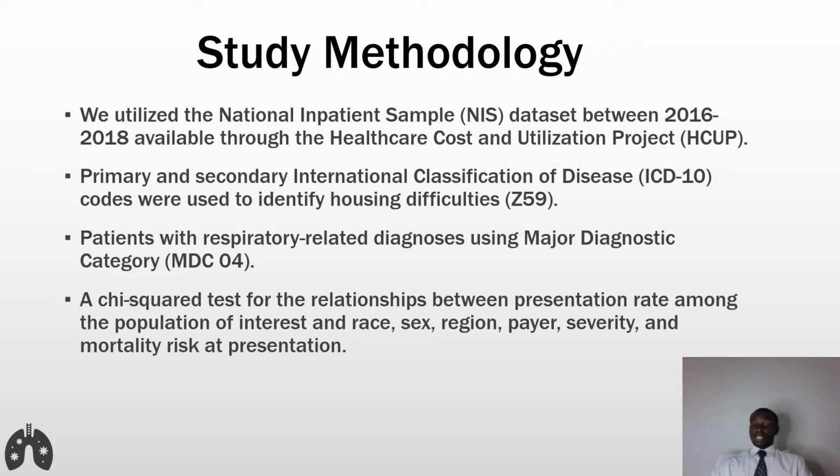Primary and secondary International Classification of Diseases, also known as ICD-10, codes were utilized in identifying housing difficulties in the United States. Specifically, Z59 codes were utilized in this study. Patients with respiratory-related diagnoses, using major diagnostic category MDC-04, were identified as respiratory presentations. A chi-square test for the relationship between respiratory presentations, mortality, sex, severity at presentation, and region was utilized in this study.